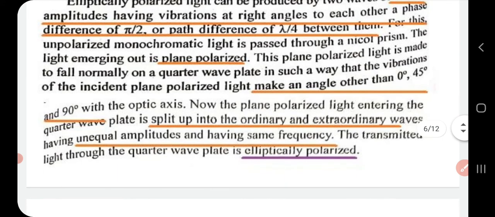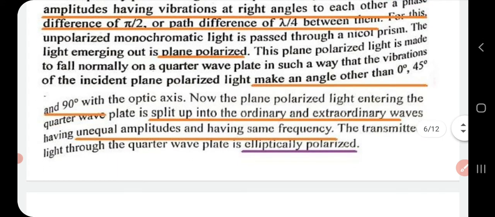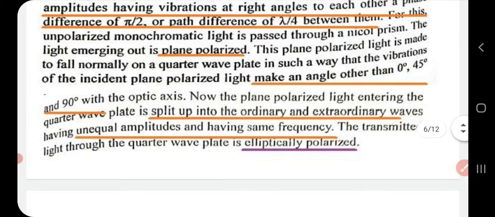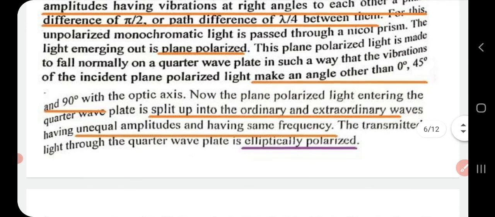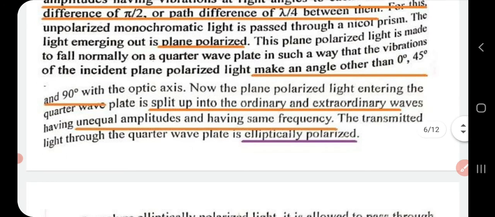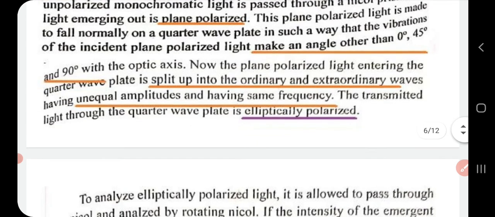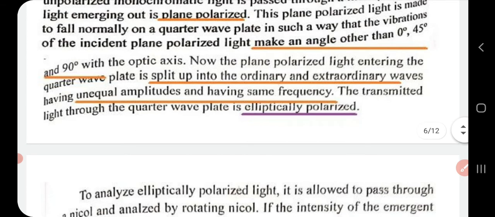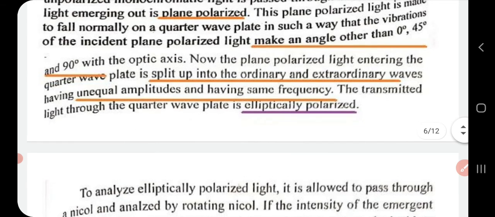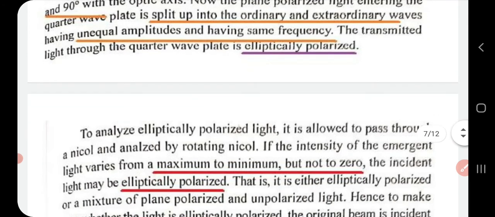This plane polarized light is allowed to fall normally on a quarter wave plate in such a way that its vibrations make an angle other than 0, 45 and 90 with the optic axis. So the plane polarized light entering the quarter wave plate is now split into ordinary ray and extraordinary ray, having unequal amplitude and the same frequency. So the light that is emerging will be elliptically polarized.